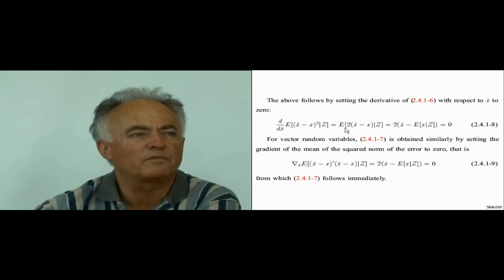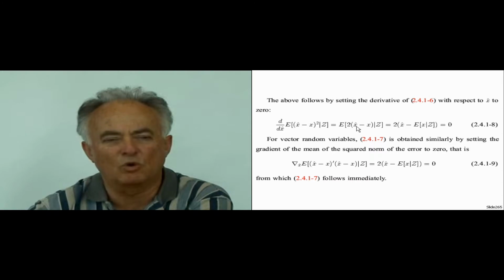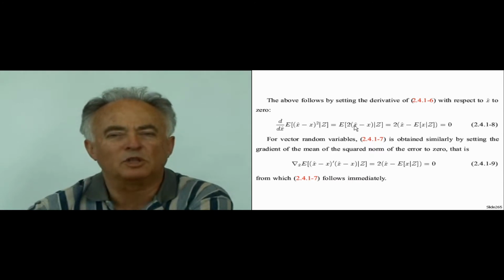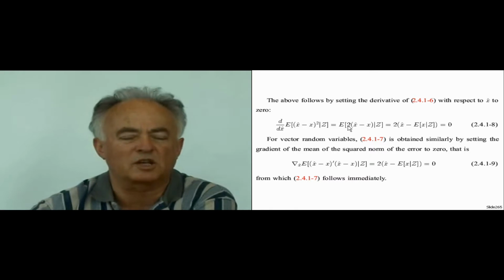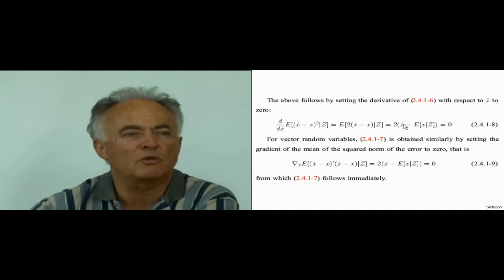inside the expectation, and x hat minus x here conditioned on z, which, because x hat will be a function of z, because that's our goal, we will estimate the parameter in terms of z's. Therefore, given z, x hat is not random, but who is random here is this x. So we have 2 times x hat minus E of x given z equals 0, and clearly the solution to it is x hat equal the expected value of x given z.